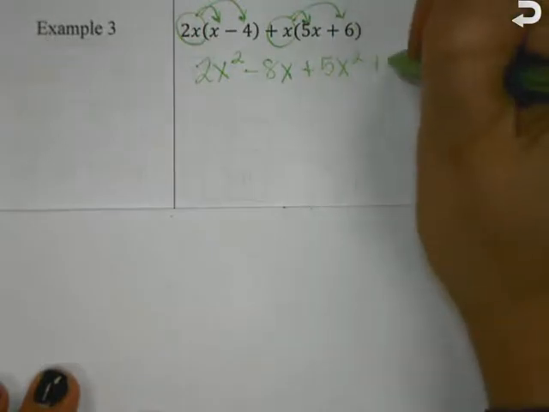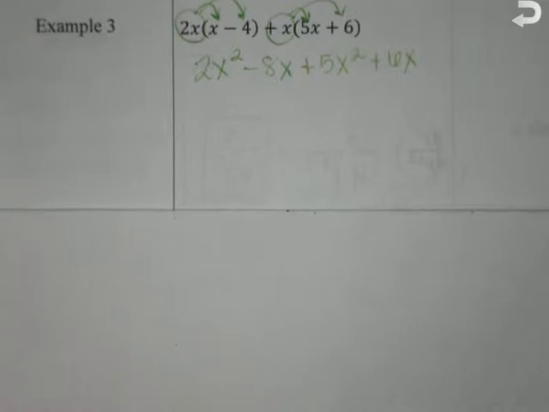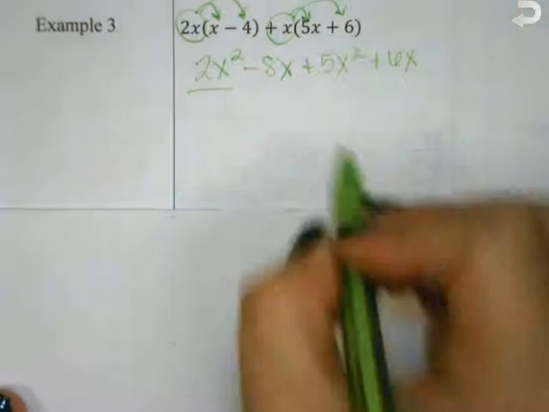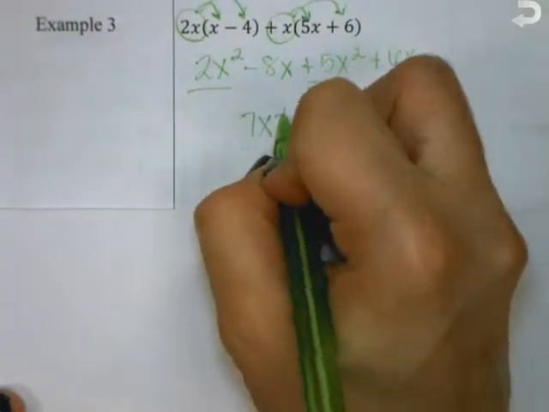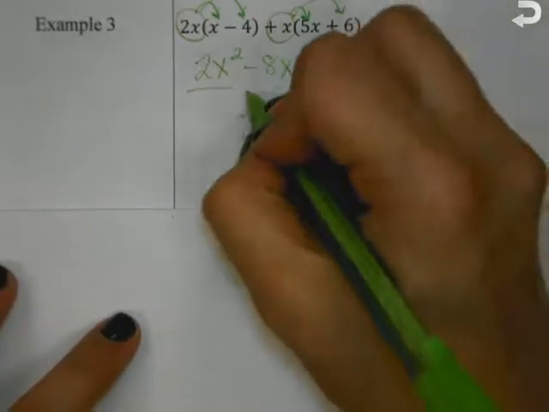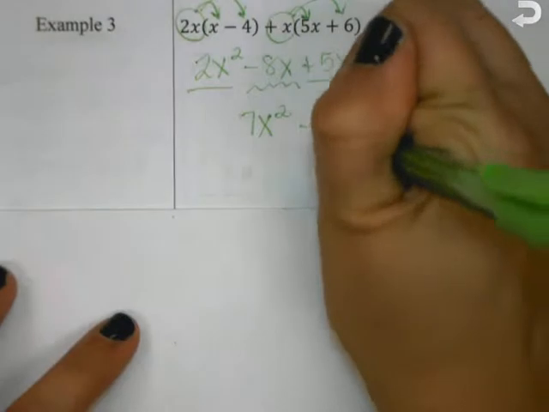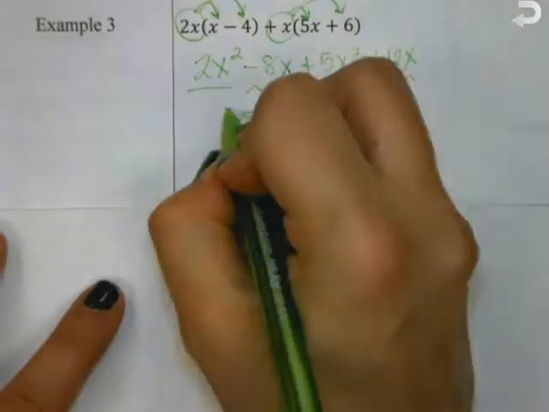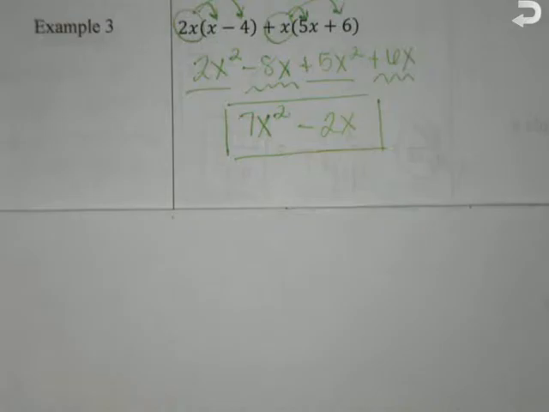Good job, guys. Is this simplified all of the way? No, I can combine like terms. 2x squared plus 5x squared gives me 7x squared. So you guys remember how to combine like terms. Negative 8x plus 6x gives me negative 2x. Make sure you are paying attention to these signs. This is where I see most mistakes, is in the combining like terms part.